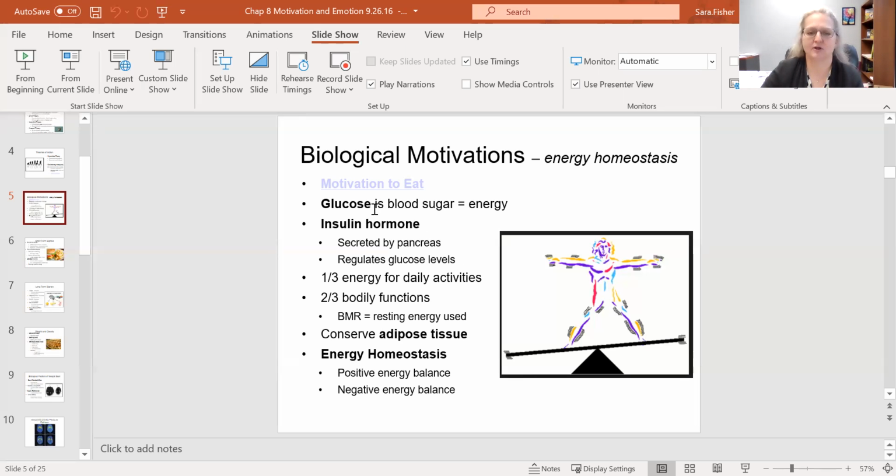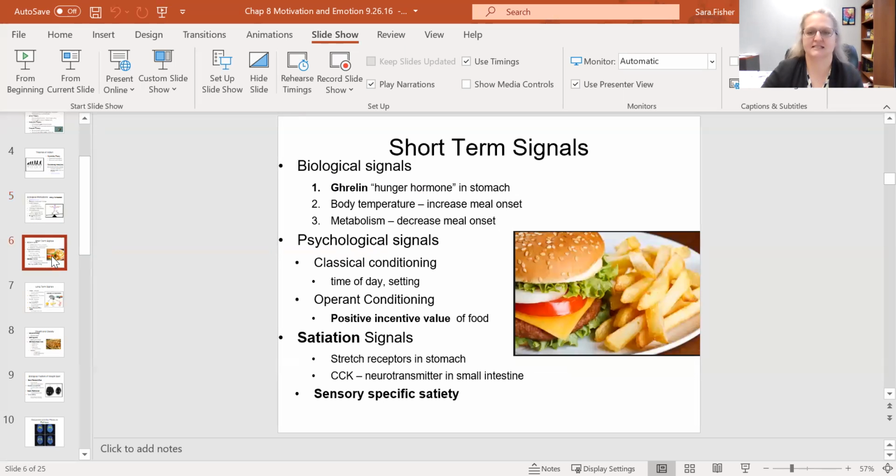Okay, again, you have glucose, blood sugar, insulin is the hormone, and then adipose, there is a quiz question there. Adipose is fat tissue, and energy homeostasis is the balance between how much you burn and how much you ingest.